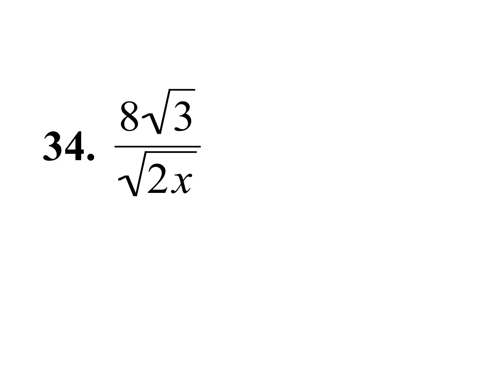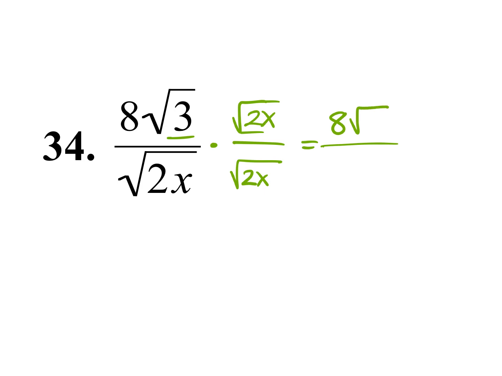How do you get the radical out of your denominator? You're going to multiply by that radical over itself. What is your numerator at this point? 5x or 6x? Yeah, we're multiplying, right? So this is 8 times the square root of 6x on top. What's your denominator? 2x, right?